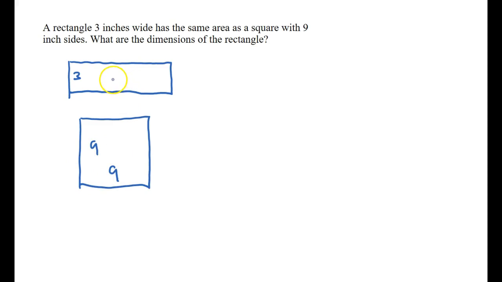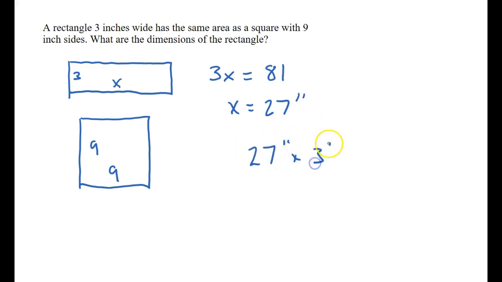Okay, so I don't know the length. We can call it x. Well, the area of a rectangle is 3 times x, length times width. And that's going to be the same as the area of the square, which is 9 times 9, which is 81. So x is 27. So our dimensions are 27 inches by 3 inches.